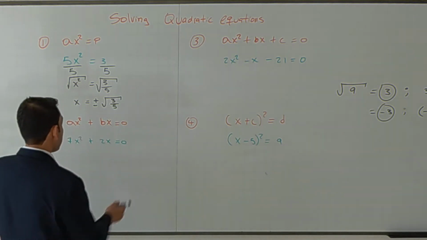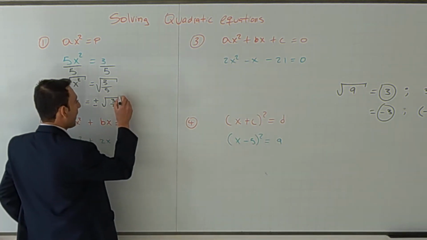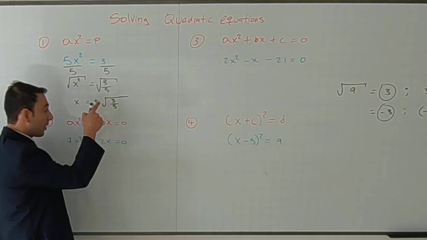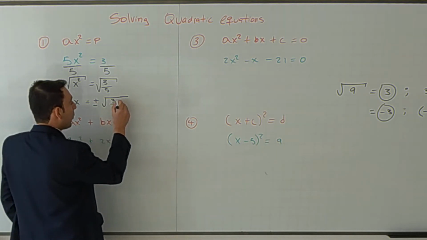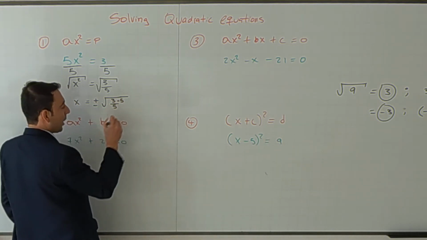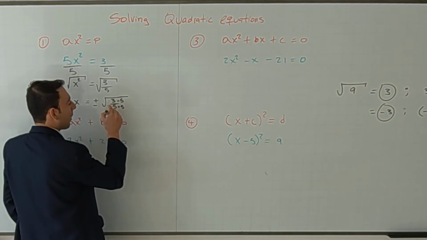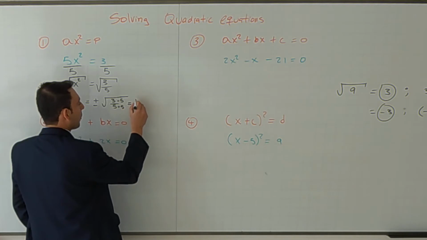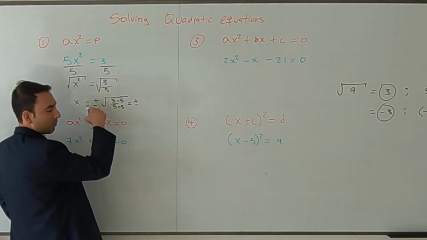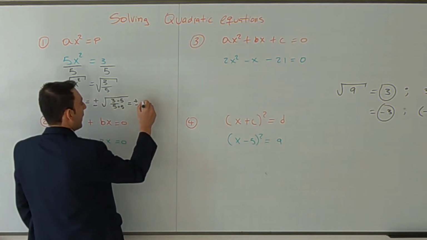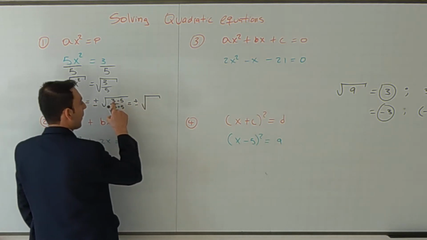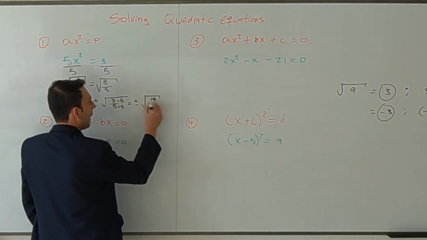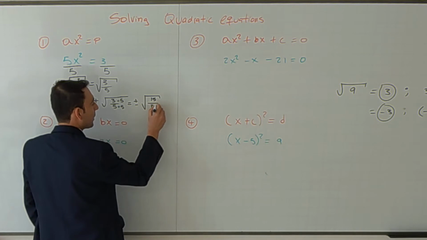This rationalization consists in identifying the number at the bottom, the denominator, that in this case is 5, and multiplying the top, the numerator, and also the denominator by that number. Okay? Then this is going to be equal to plus or minus the square root of 3 times 5 is 15, and 5 times 5 is 25.